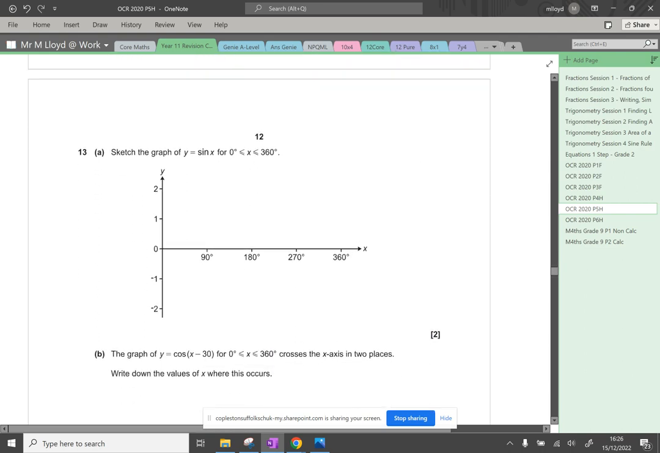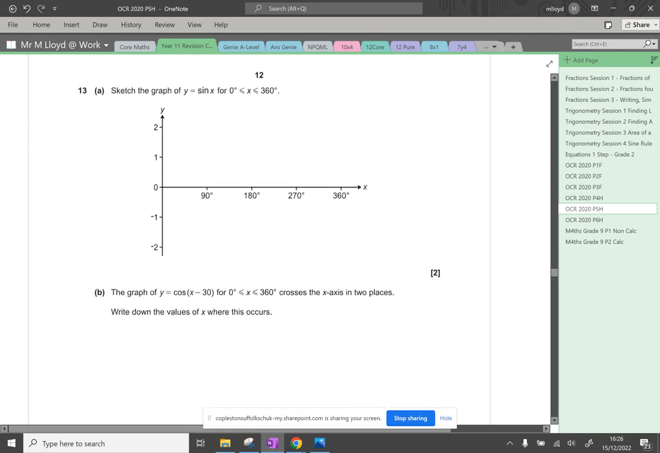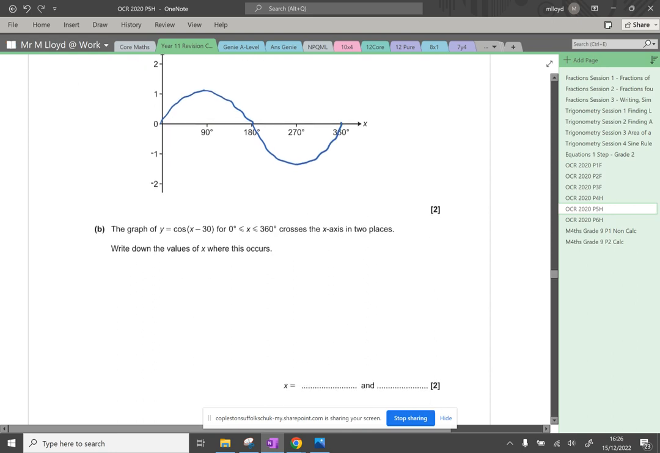Okay, question 13. Sketch the graph of y equals sin x for 0 all the way to 360. Now, if you don't know your trig ratios, you've really got to revise it. Sin 0 is equal to 0, okay? And it's going to go up to 1 for 90 degrees, back down to 0 for 180, and then up to there like that. So that is sin x.